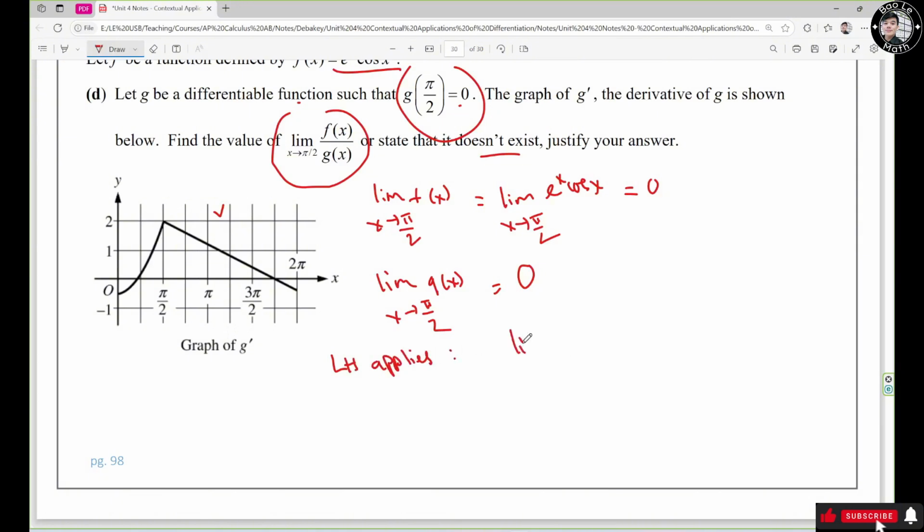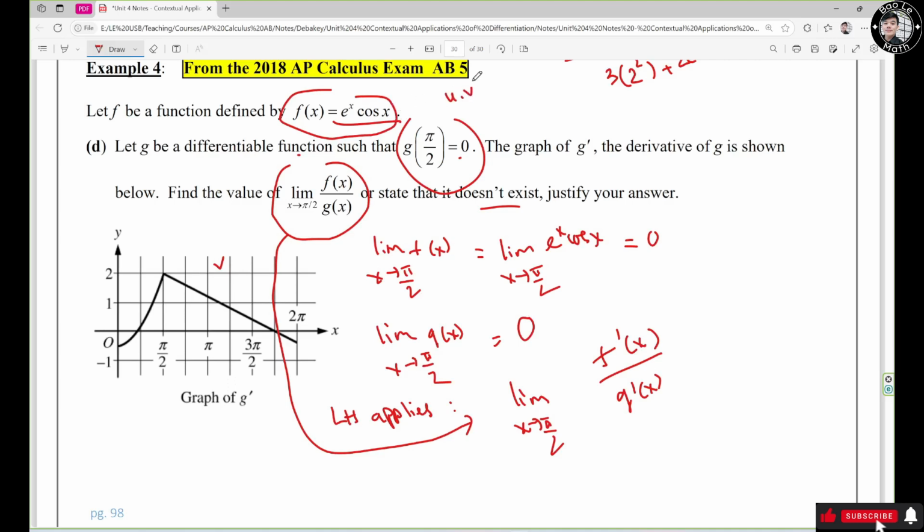So it's going to be the limit when s approaches pi over 2 of this guy, so it could be f prime of s over g prime of s, right? We're going to use the product rule, right? u times v prime is going to be u prime v plus v prime u. So this guy turns out to be the limit when s approaches pi over 2 of e to the s times cosine s minus sine s times e to the s, over g prime of s, right? We substitute pi over 2 for s.